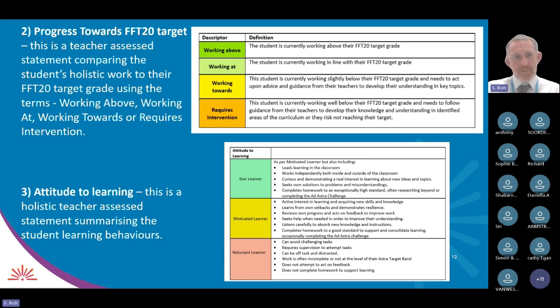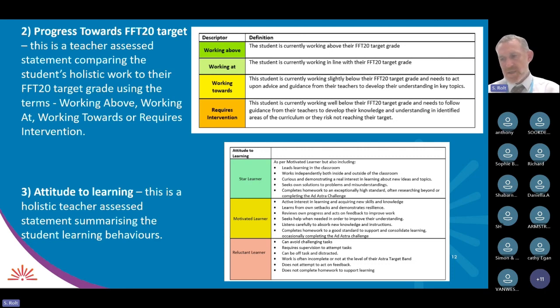What will also come up and be reported on in the Year 11 report is an attitude to learning grade. This is a more holistic teacher assessed statement, and I'd like to just highlight its learning behaviours. So to be a star learner, it says that you are independent. It says that you're outside of the lesson doing that extra reading that's really going to support that extra progress towards the higher grade and towards your FFT 20 grade. A motivated learner does everything that they're expected to do, but without that extra level of independence. And that is where I think most of our students will be.